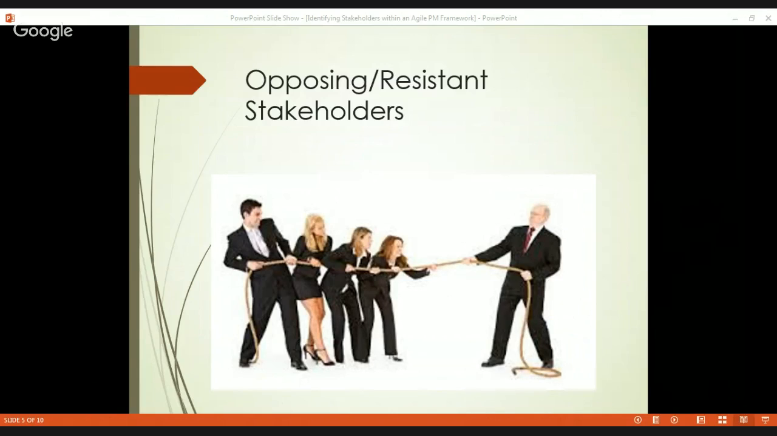When dealing with opposing or resistant stakeholders, a project manager must identify them and watch them closely. They must listen to what they are trying to say, meet them one-on-one, and finally, determine their motives. And when dealing with opposing stakeholders, one may look for a currency of value that may sway them to be a supporting force.